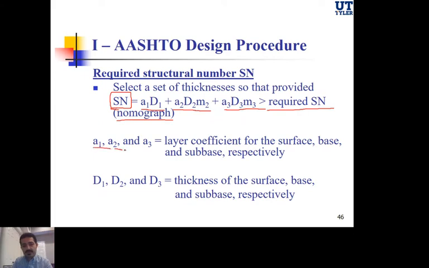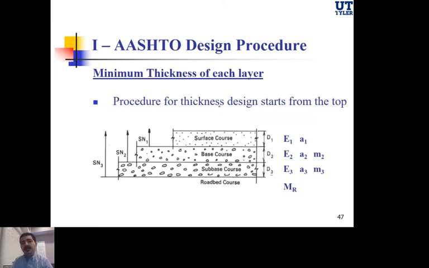So A1, A2, A3 are the layer coefficients for the surface layer, the hot mix asphalt layer, the base and sub-base, and D1, D2, D3 are the thicknesses for each one of these layers. We can go after this by looking at this procedure and this schematic. We have a 3-layer system that we need to solve for, on top of the roadbed soil. So we have the first layer, second layer, and third layer.